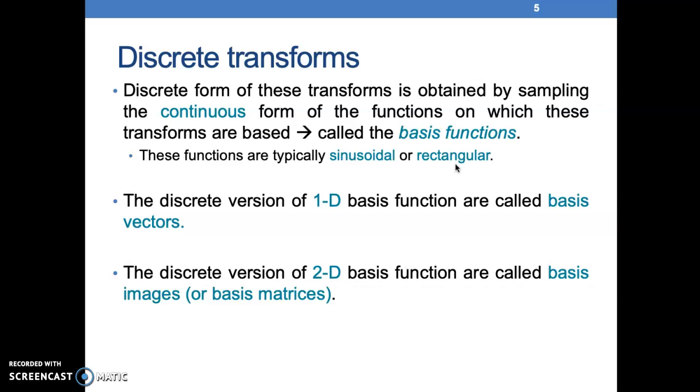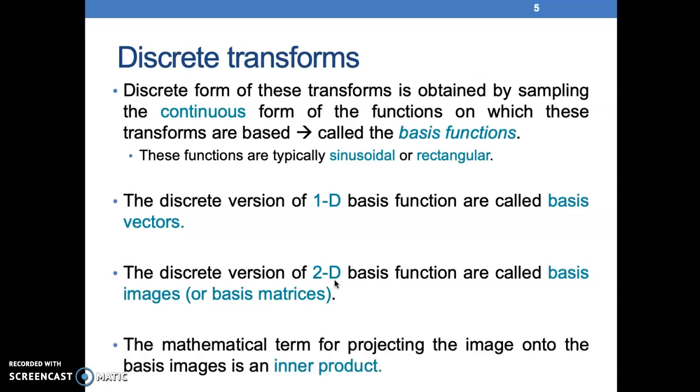So the discrete version of a 1D basis function we call a basis vector, and the discrete version of 2D we call basis images or a basis matrix. For 1D, we call it a basis vector, which can be either vertical or horizontal. But for 2D, you will have a matrix.